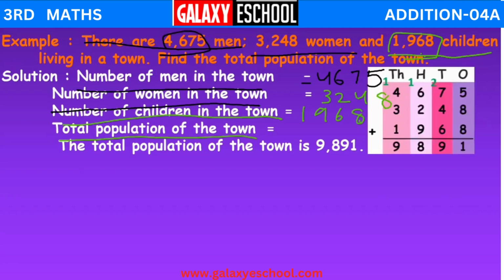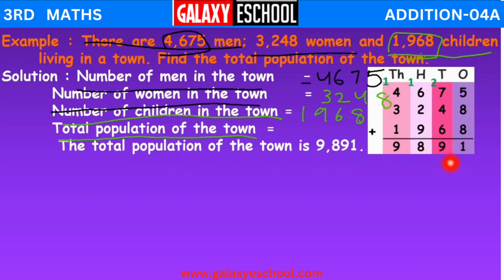Now lastly we should find out the total population of the town. Now how do we find out that? We find that by adding all the given numbers: 4,675 plus 3,248 plus 1,968 gives us the answer of 9,891. We've already done so many additions, right? So I am not explaining how we got this addition sum here.